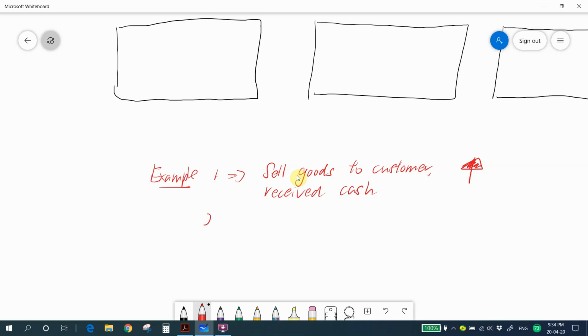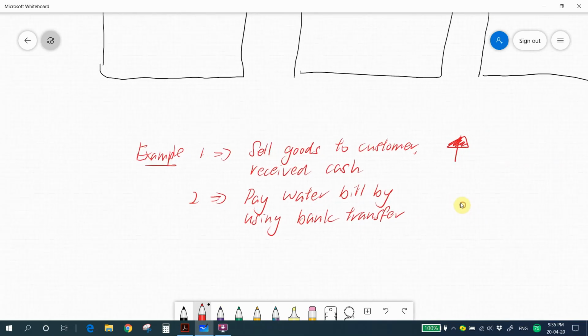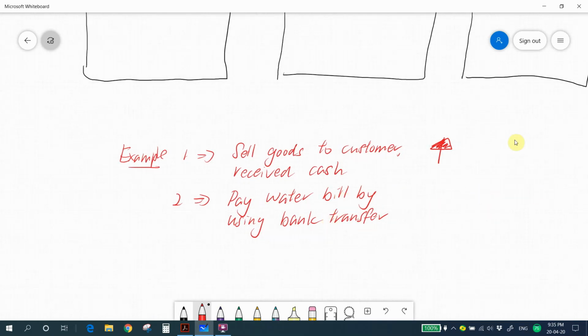Next example, example 2. When you pay, we say water bill, by using bank transfer. So tell me, when you are making water bill payment, your bank balances will become higher or become lower? The answer should be lower because your cash and bank balance become lower after you pay the bill.